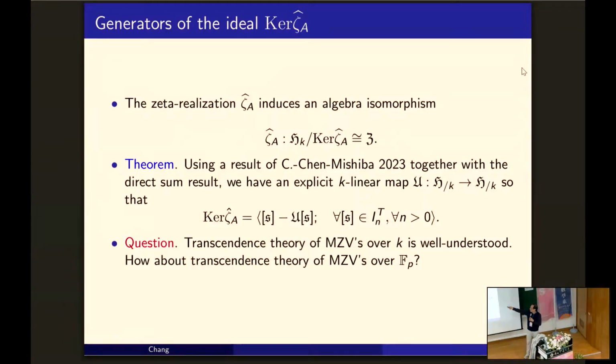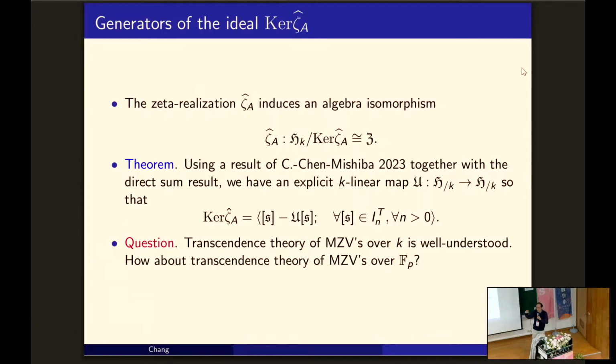And so, thanks to the four students, we fully understand this kernel and the generators of this kernel. Namely, the transcendence theory of MZVs over the base field, the function field K, is now fully understood. So we can ask a question: what about the transcendence theory of MZVs over F_p?